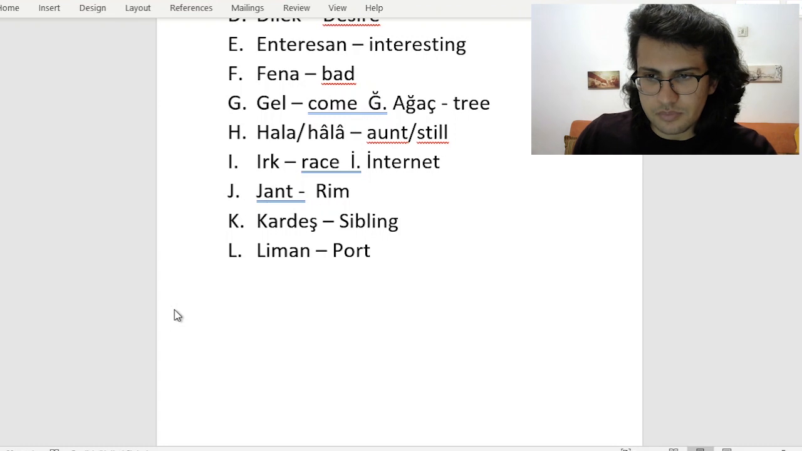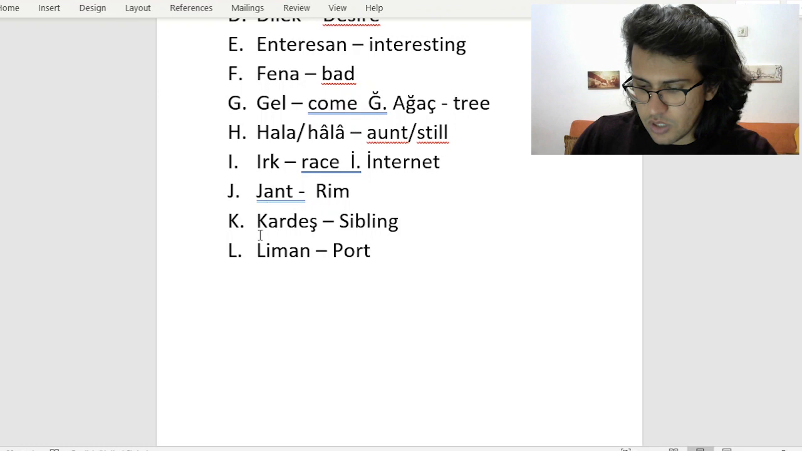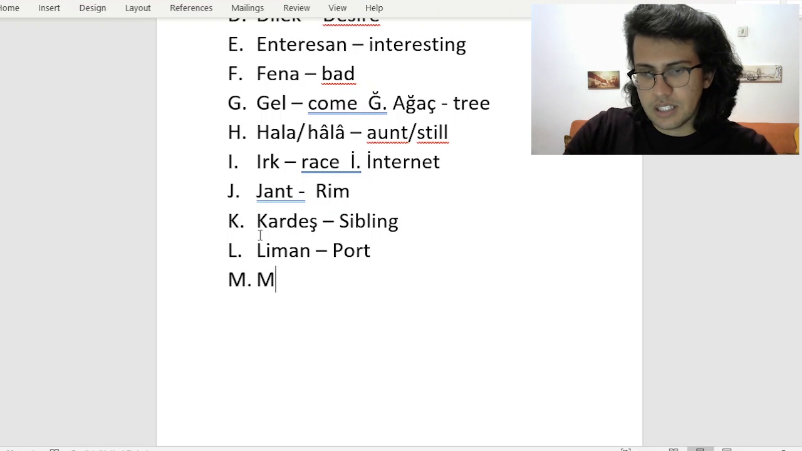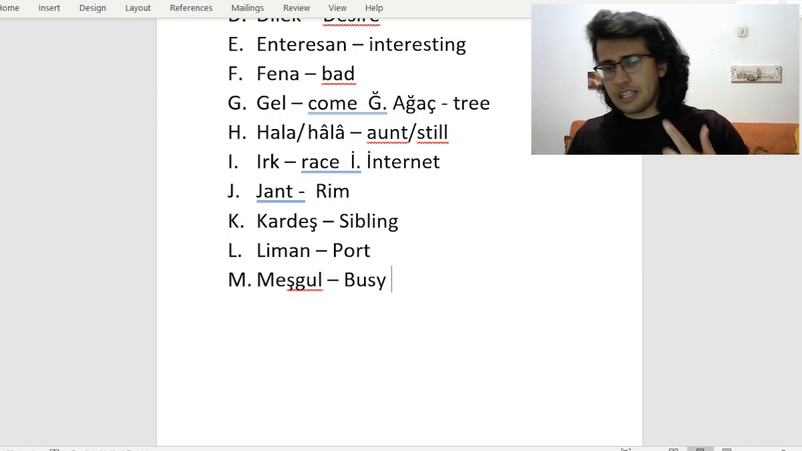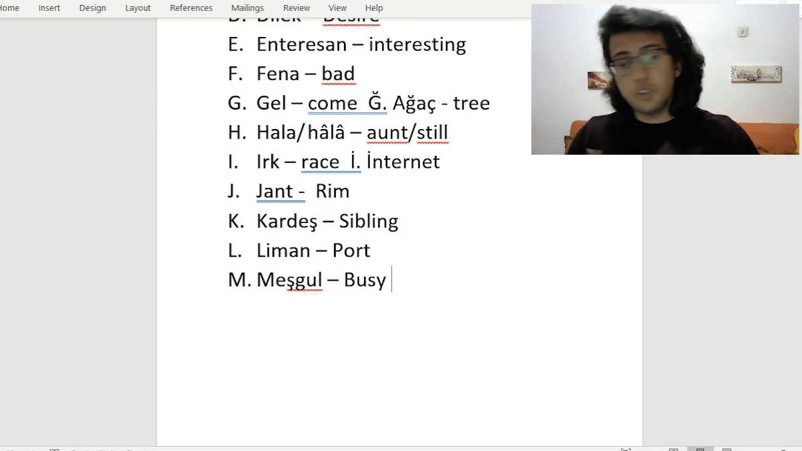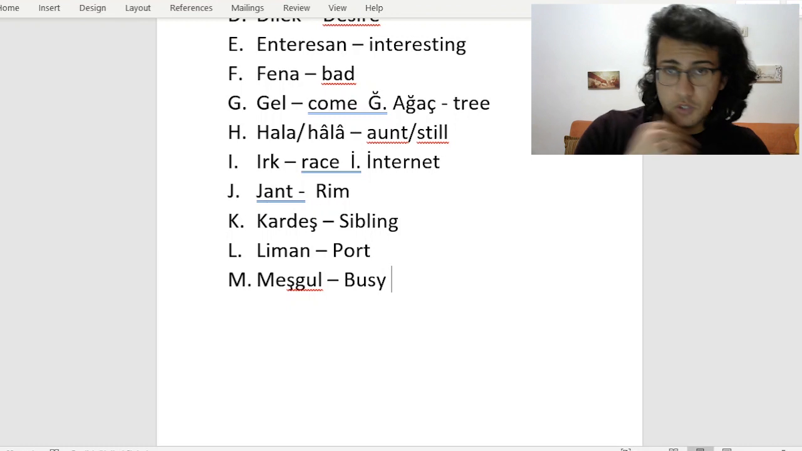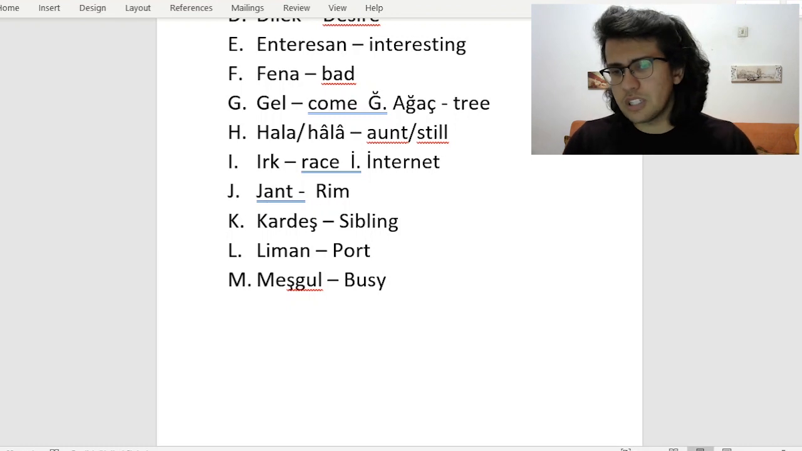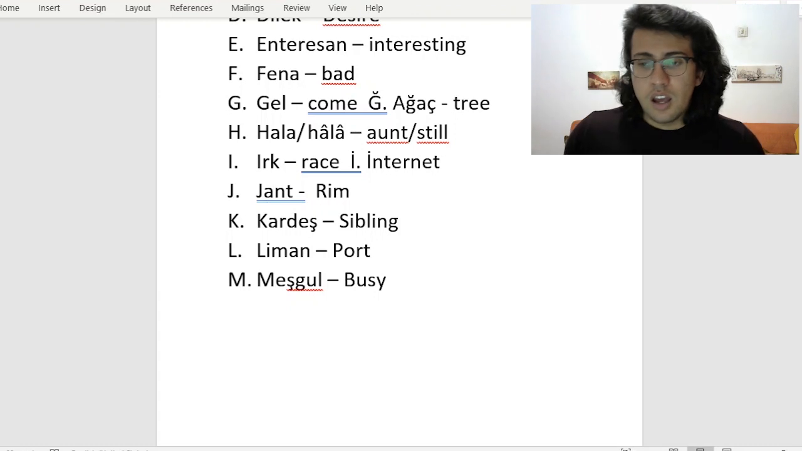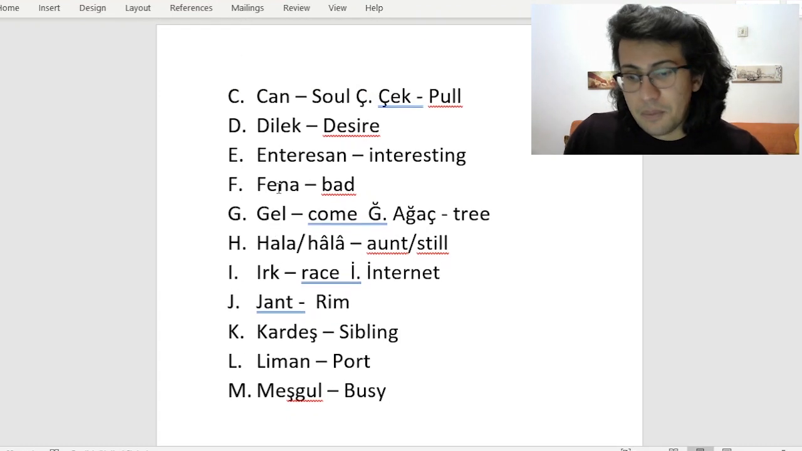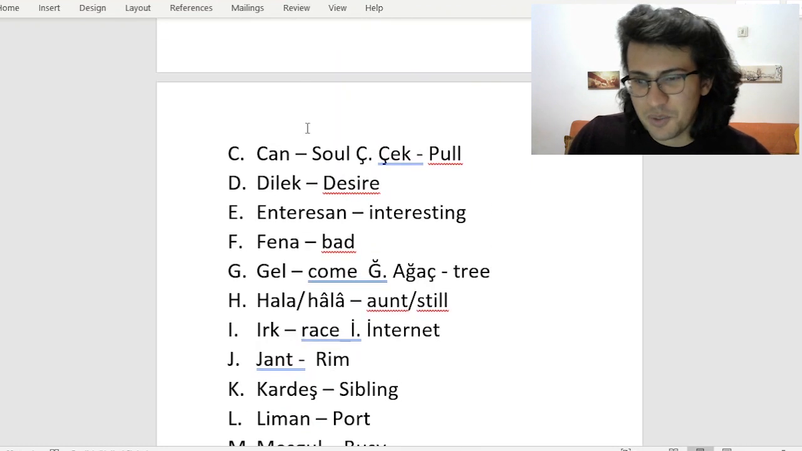Now, let's go through the next letter, which is going to be the letter M. And the word is meşgul, which means busy. Now, the words that I've picked out are either words that I think are very useful. I think the word busy is a very useful word. Or words that are great in pointing out specific pronunciation tips. Or that just have amazing things like kardeş and arkadaş. These were picked specifically for that.